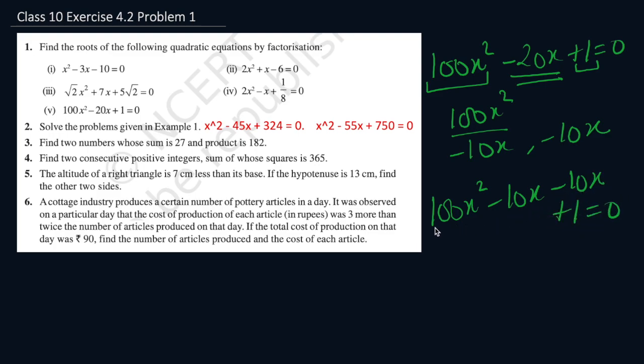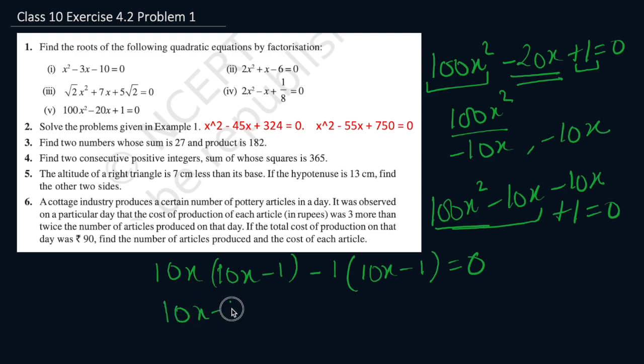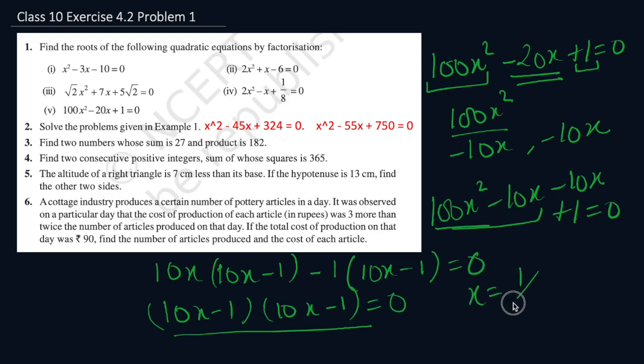We can take 10x common from the first two terms. So we are remaining with 10x minus 1, minus 1 times 10x minus 1 equals to 0. So this will be 10x minus 1 times 10x minus 1 equals to 0. We see here that the roots are also same here. So x will be 1 by 10. So both the roots will be 1 by 10.